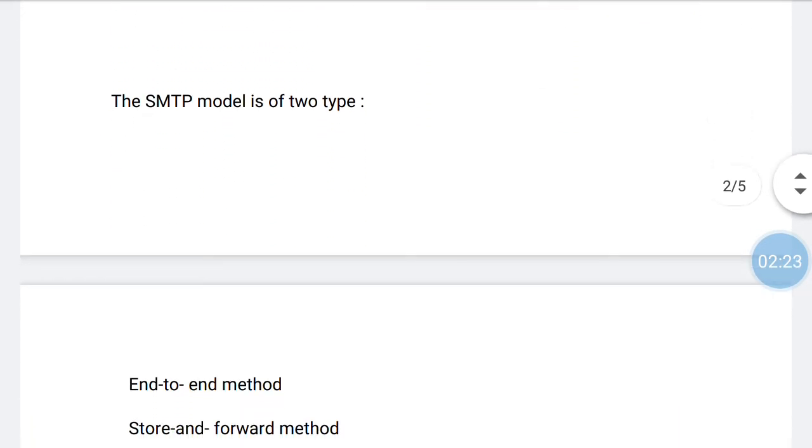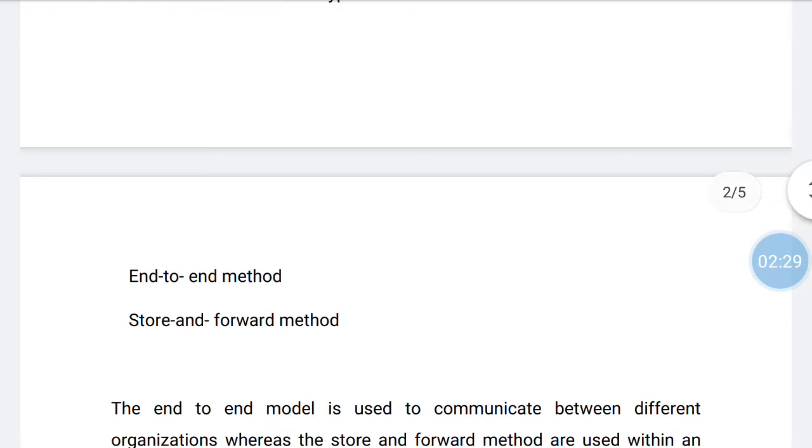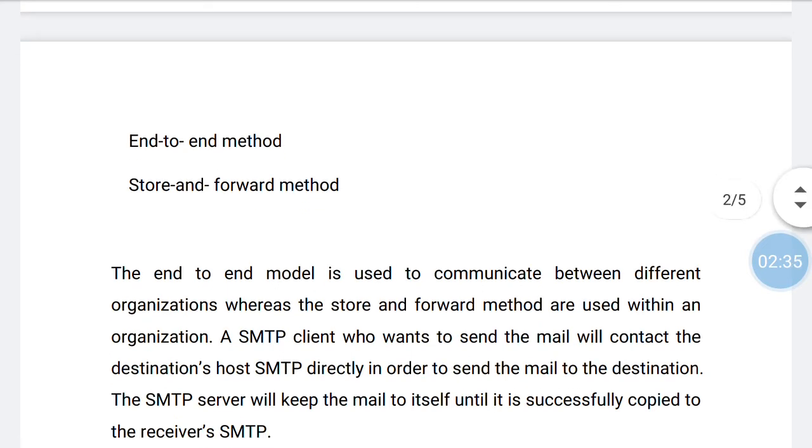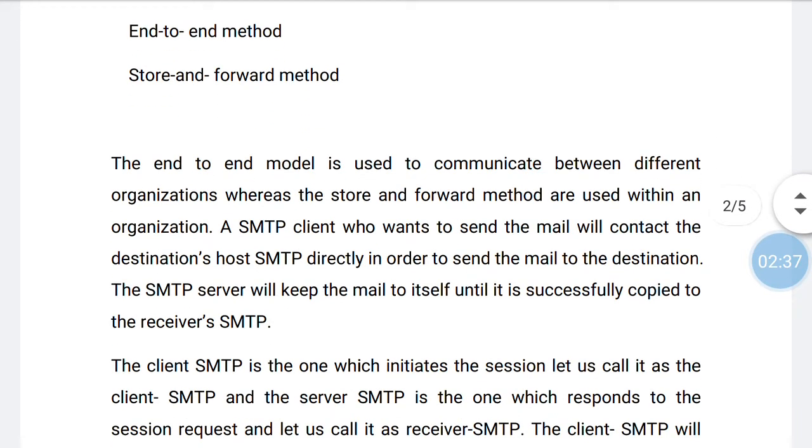The SMTP model is of two types: the end-to-end method and the store and forward method. The end-to-end model is used to communicate between different organizations, whereas the store and forward method is used within an organization.